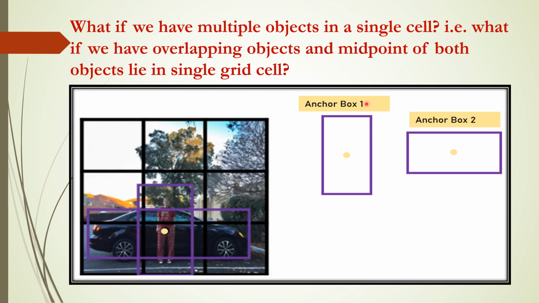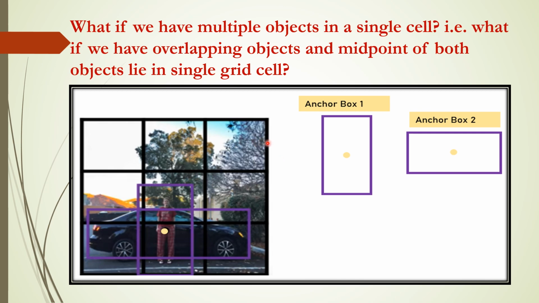The third challenge is, what if we have multiple objects in a single cell? That is, what if we have overlapping objects and the midpoints of both objects lie in a single grid cell? In this case, we will use multiple anchor boxes to solve this. Here each cell represents the output like PC, X, Y, H, W, C1, C2, C3, which is a vector of shape 8 by 1, that is 8 rows and 1 column. C1, C2, C3 are the different classes, say person, car, bike. So the shape of the output vector can change depending on the number of classes.